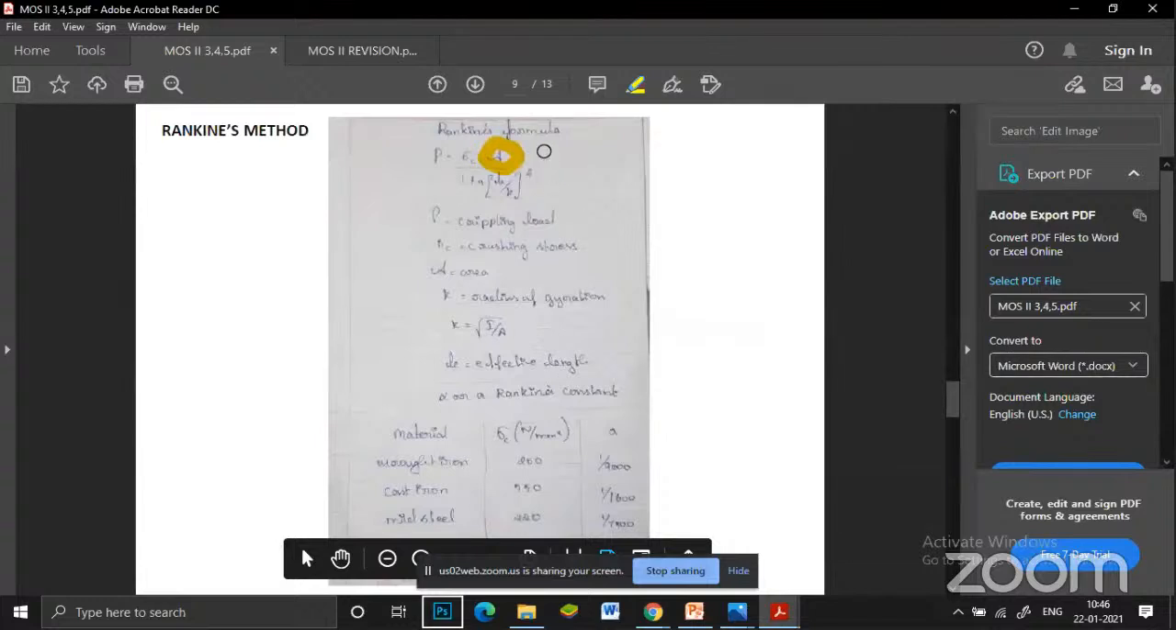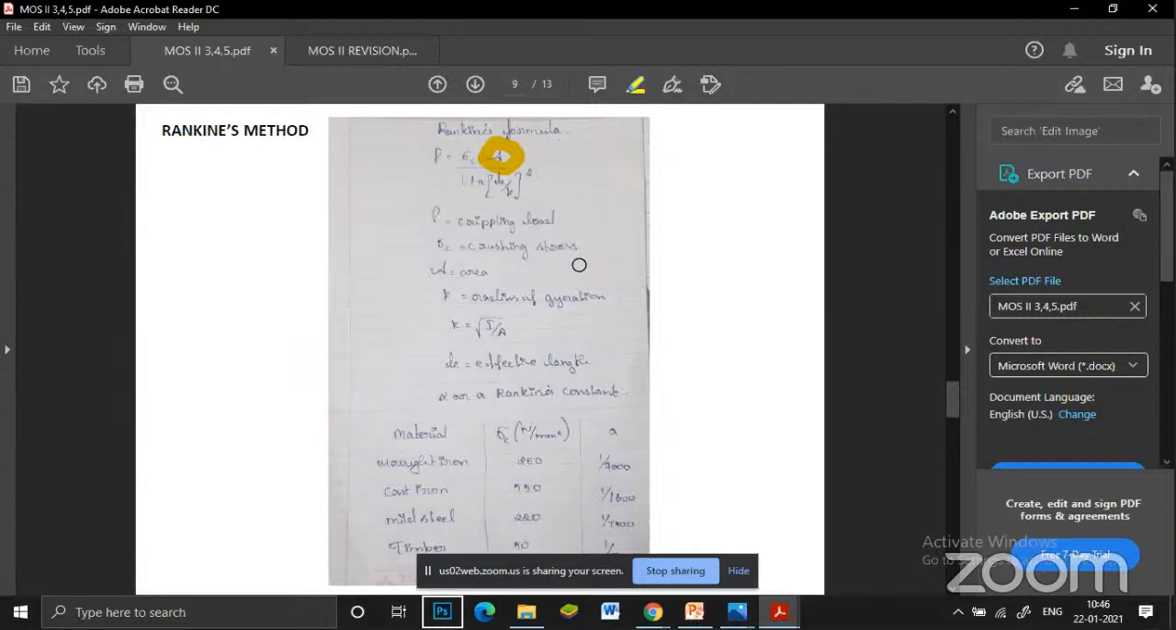Don't get scared. The third and fourth units are very important. We have to know the formulas. Only if you know the formulas will you be able to attend the questions. Okay.